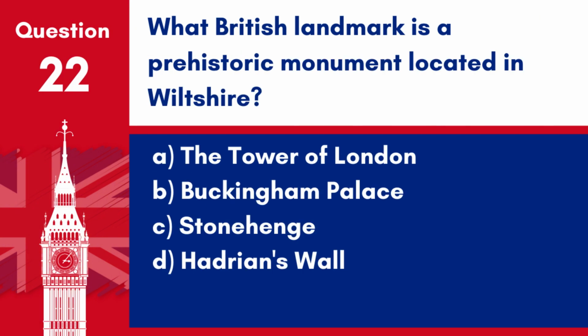Question 22. What British landmark is a prehistoric monument located in Wiltshire? A. The Tower of London. B. Buckingham Palace. C. Stonehenge. D. Hadrian's Wall. Answer. C. Stonehenge. Stonehenge is a prehistoric monument located in Wiltshire, England, known for its circle of standing stones.